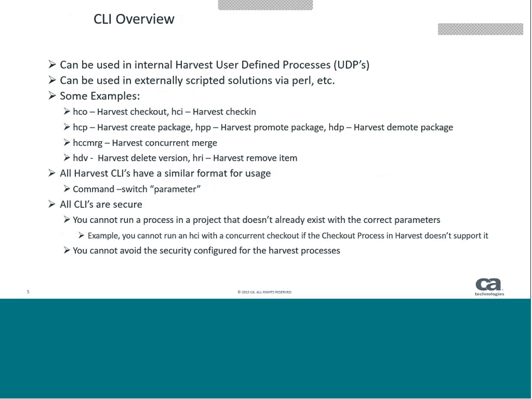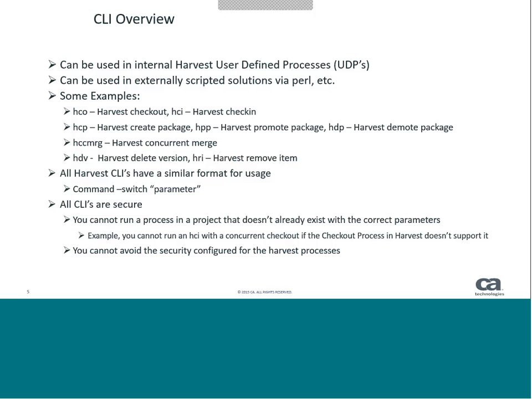They can also be used for internal Harvest user-defined processes. So if you've done any UDPs in Harvest, you've probably used some of the command line utilities because, as an example, one of the things that's popular with a lot of our clients is that every time somebody does a check-in on the branch, if we don't want them to stay on the branch for a long period of time, post check-in, you could have a concurrent merge process run automatically.